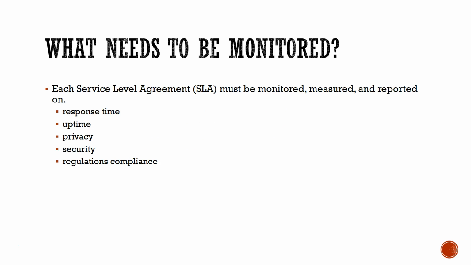As we mentioned earlier, service level agreements are a written agreement, a contractual agreement between a cloud provider and a cloud customer that outlines what needs to be monitored, what needs to be measured, and what needs to be reported. In order to be in compliance with service level agreements, it is important to monitor certain things, such as the things that are listed here: response time, uptime, privacy, security, and regulations, compliance.